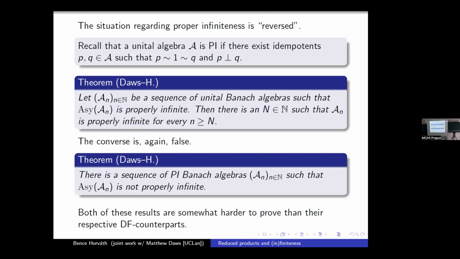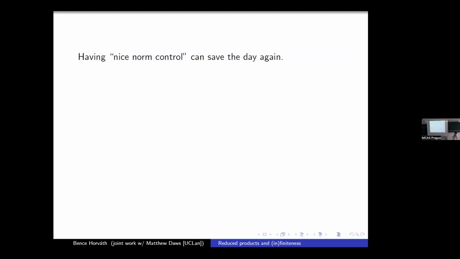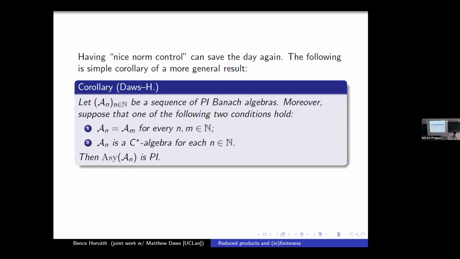I will not talk more about proper infiniteness today, but because of the DF case, I will show some details of the proof of the directly infinite case, and actually the proofs are similar here, just a bit more technical, and it's harder to keep track of things, but in the same spirit. So, but again, here the same thing happens. If you have nice norm control, then the converses are true. So for C-star algebras, it's an if and only if statement, or if you actually just look at one Banach algebra, then this is again an if and only if statement. And again, the C-star case is well known for sure.